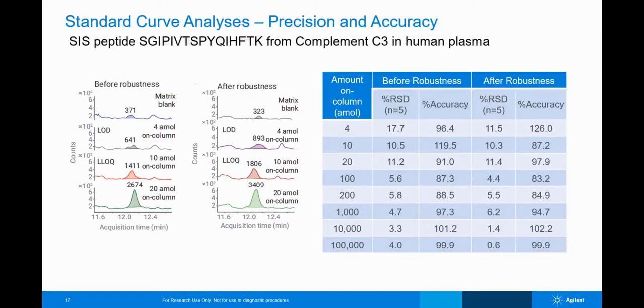On the right is the table calculating the precision and the accuracy using these 2 standard curves. You can see at the lower limit of quantification level, which is 10 attomole on column, this platform can achieve about 10% ISD, and the quantification accuracy is between 80 to 120%. At all the tested levels, we can achieve pretty good precision and accuracy.